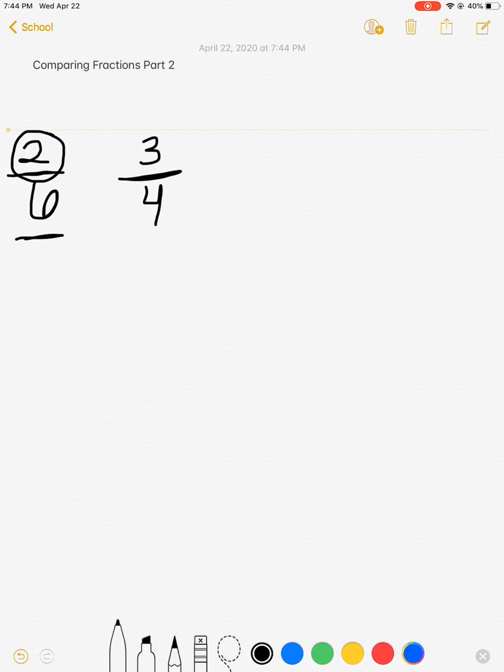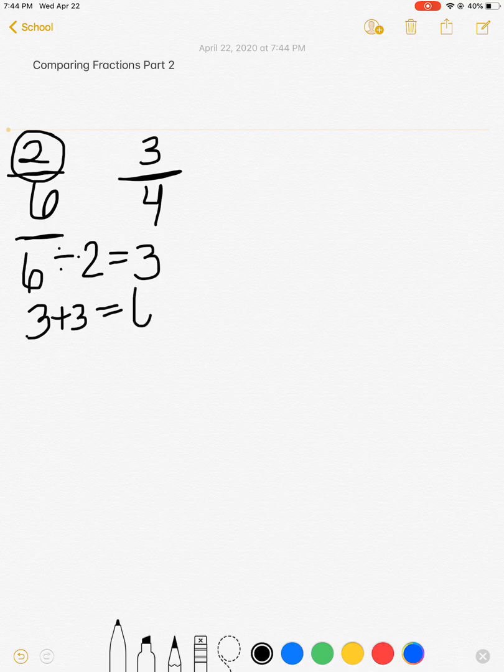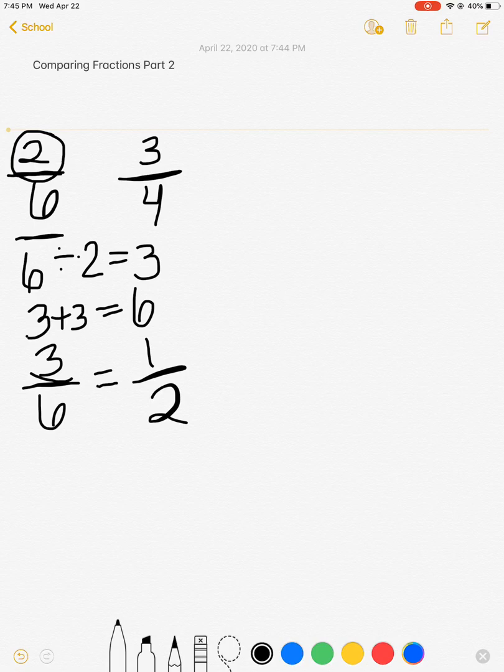I know that 1/2 of 6, 6 divided by 2, equals 3. Or 3 plus 3 is 6. So 3/6 is equal to 1/2. But here, my numerator says 2, and 2 is less than 3. So I know that 2/6 is less than 1/2.